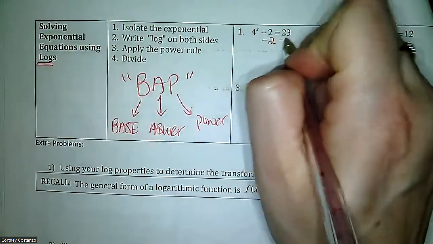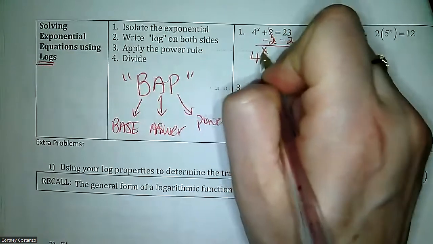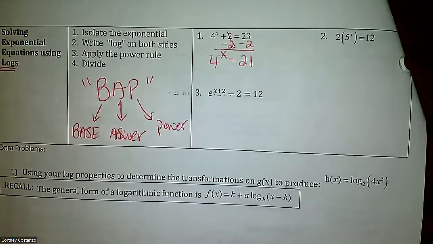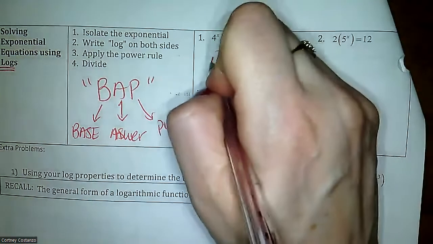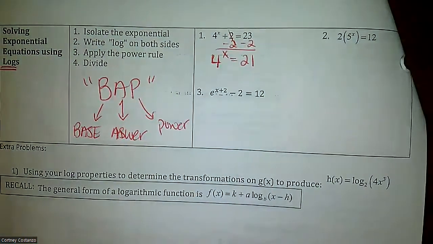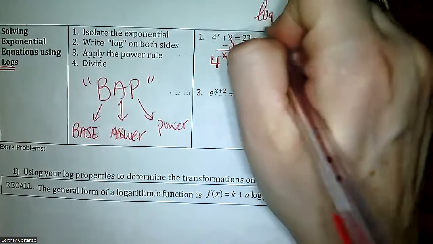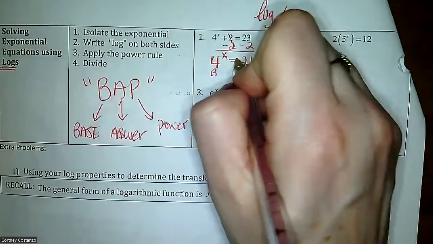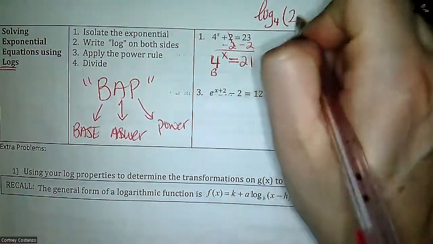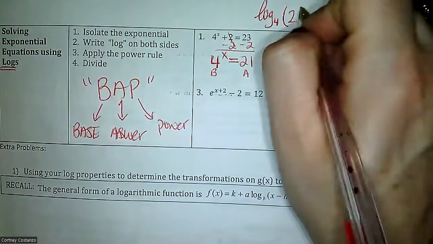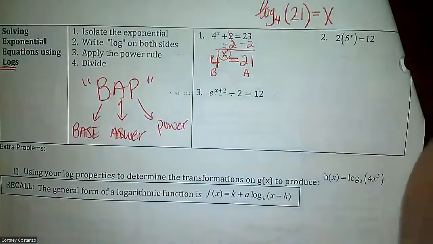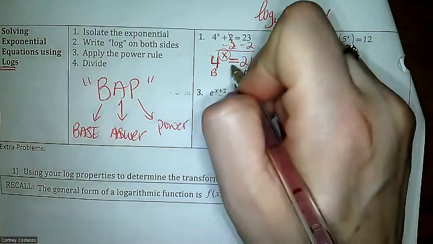So first what we need to do is get this in proper form. So as isolated as possible. When we say base, the log base, that little tiny number, and the base of your exponential, which in this is a 4, need to match. So log base 4, this is our base. Of the answer, what that means is what comes after the equal sign. In this case, it's a 21. So 21 is our answer. And then it equals the power. Obviously the power, that's the easiest part to spot. That's the x. So it's log base answer power.